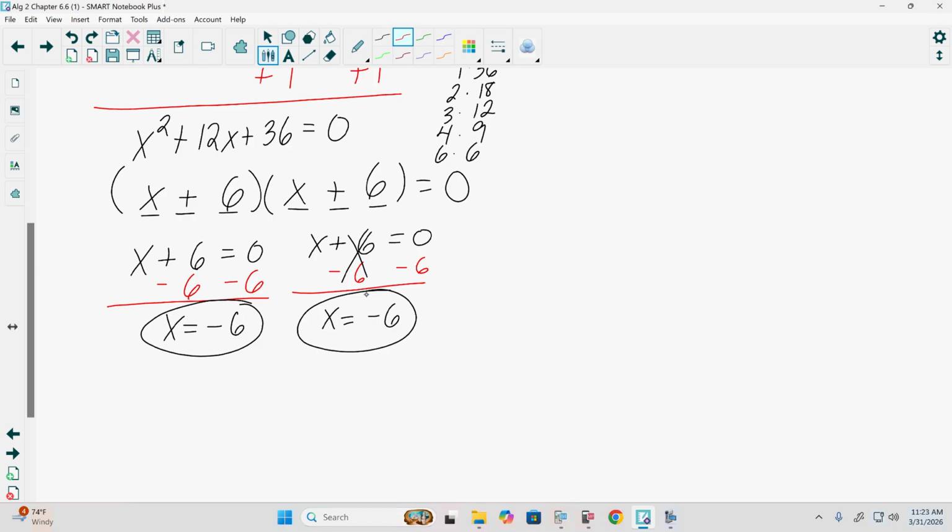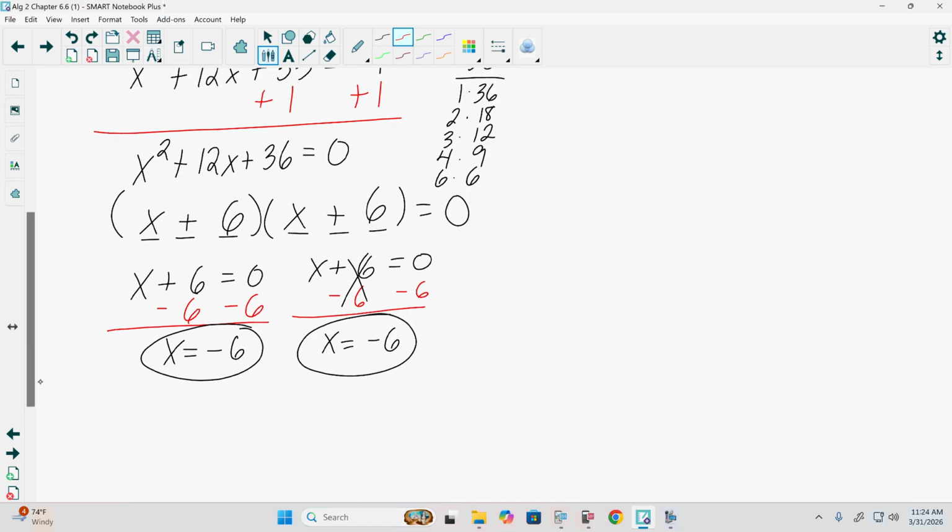We got 2 solutions. Realistically, we have 2 solutions. We have one unique solution because both of the solutions are negative 6. Still have 2 solutions, technically, and especially according to the fundamental theorem of algebra, but we only really have one unique solution. Yes? Questions on this here?